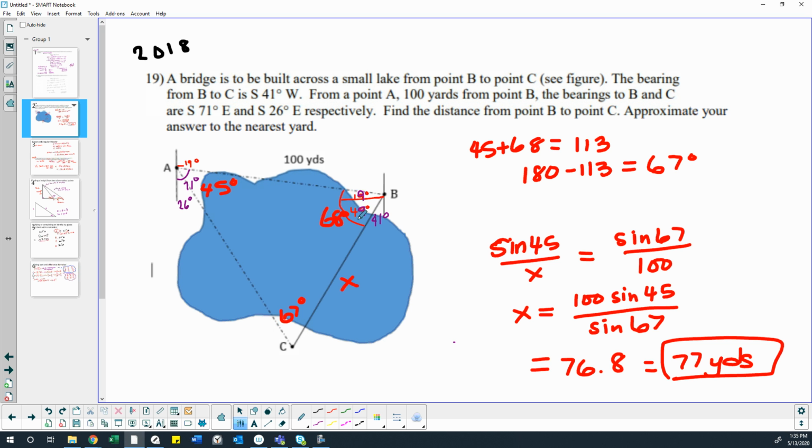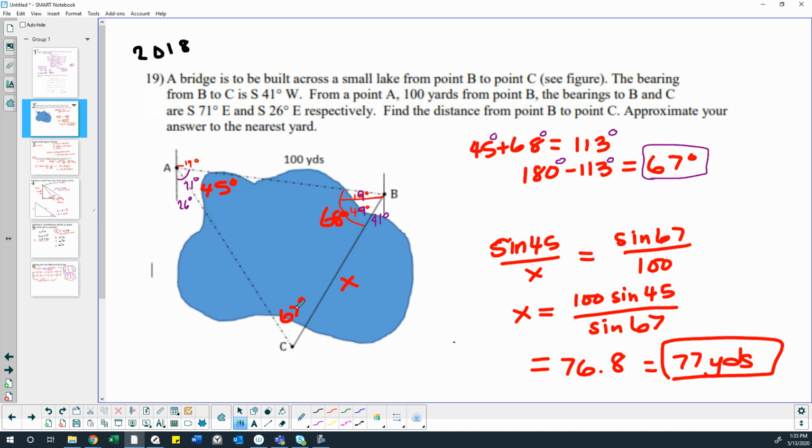And then this angle being 49, so that these two angles are complementary. We add those together and we get this angle of 68 degrees. So then we add our 45 and 68 together, which is 113. Take 180, subtract our 113, and we have 67 degrees for the third angle.